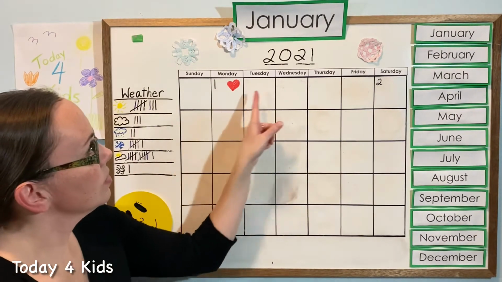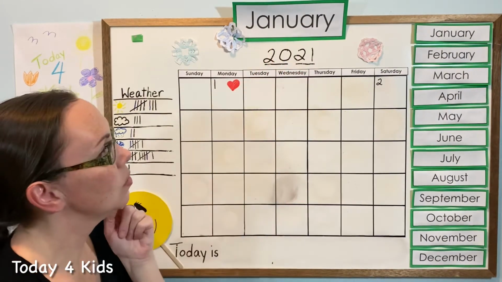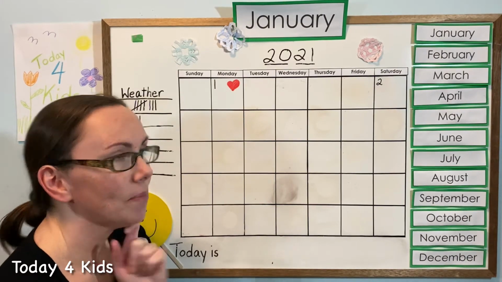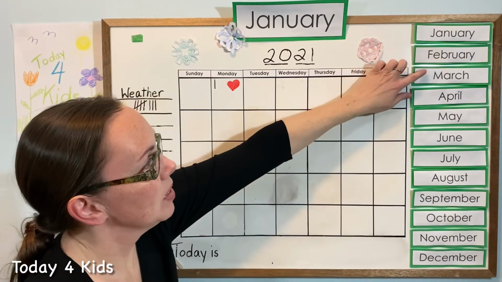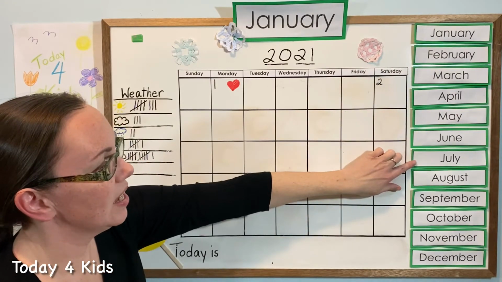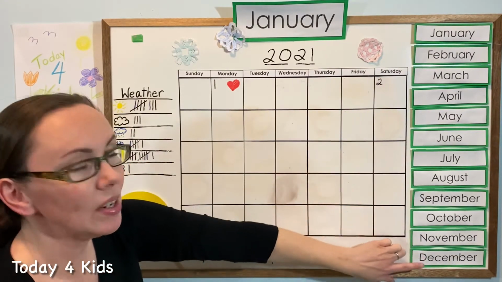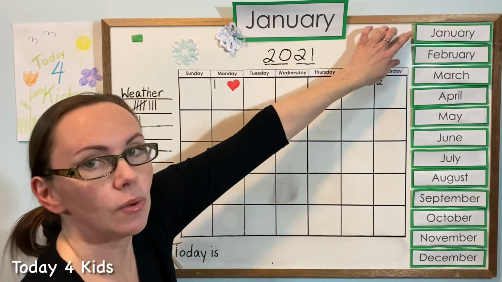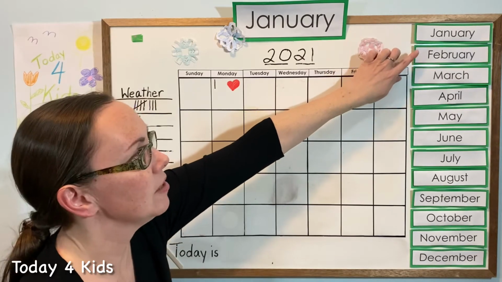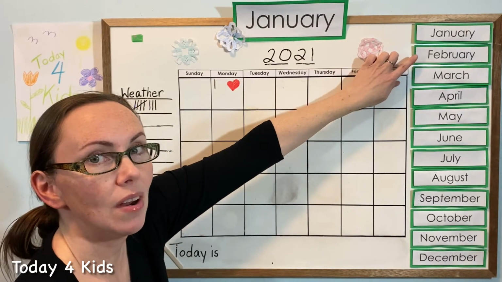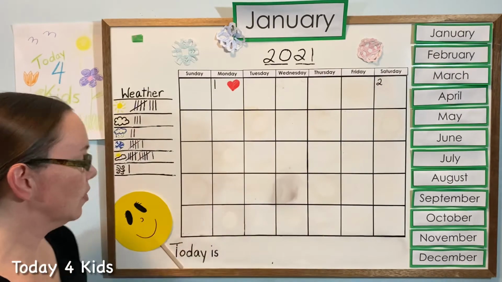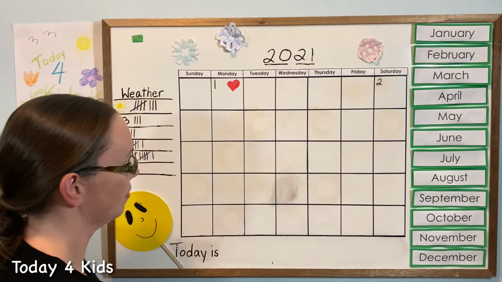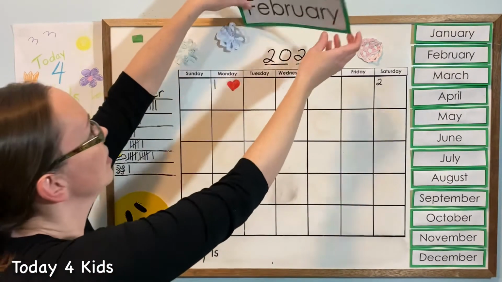Now, we need to also change the month. So, do you remember what the months of the year are? Let's say them together. Ready? January, February, March, and April, May, June, July, August, September, October, November, December. Good job. And last month was January, so what do you think this month is going to be? What's the next one? Do you remember? We just said it. February. Did you guess February? I'll take our January off, and we will put up our February.